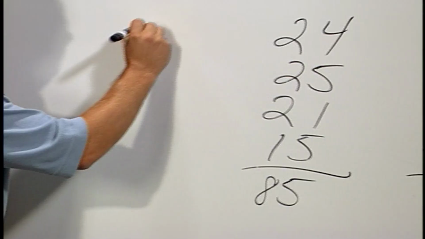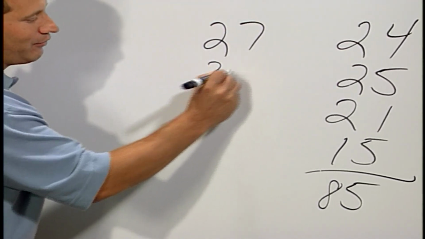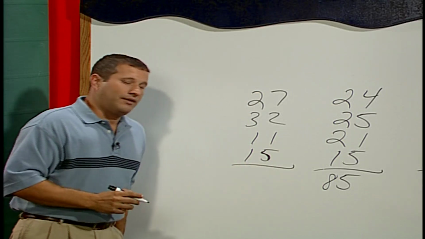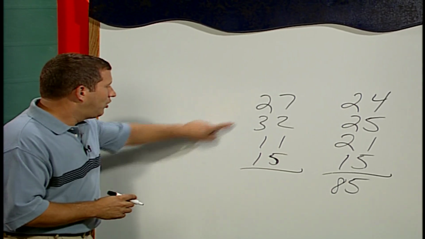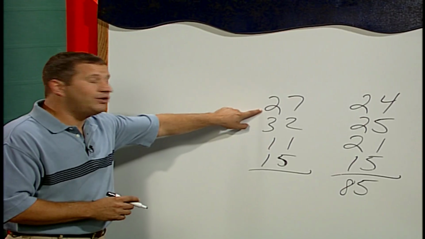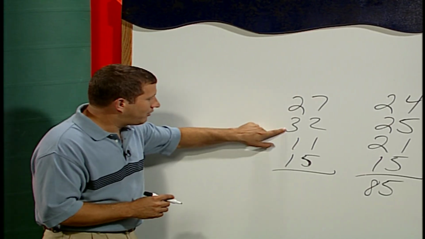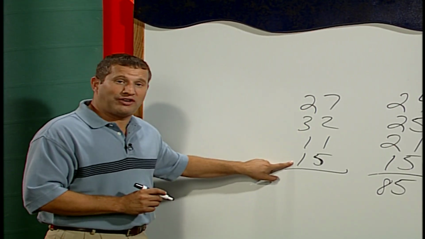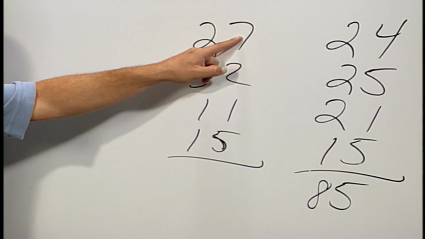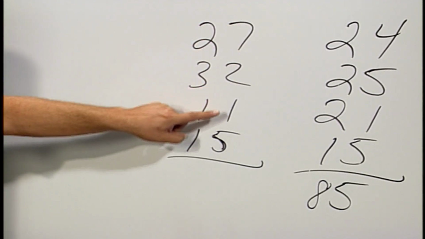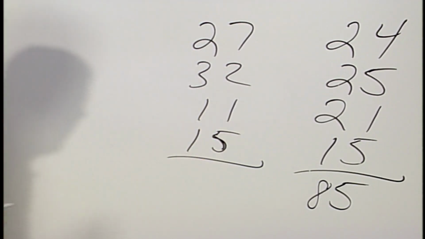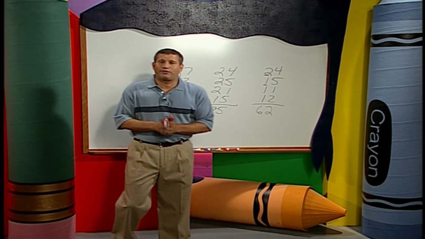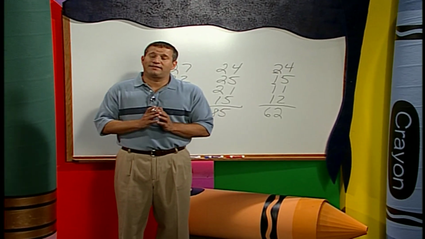What happens if we do this? 27, 32, 11, and 15. All right, what's the first step? Right here, 20. That's a 2 in the tens column, which is 20, and 30 more is 50, 10 more is 60, 10 more is 70, plus 7 is 77, 2 more is 79, 1 more is 80, and 5 more gives you 85.